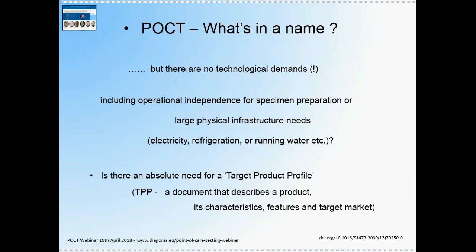And therefore, there may be an absolute need when we define point-of-care testing for a particular so-called target product profile, or TPP. Now, a TPP is a document that describes a product, its characteristics, features, and target market. And this may be important if users and developers of point-of-care testing want to actually claim reimbursement from insurance companies.